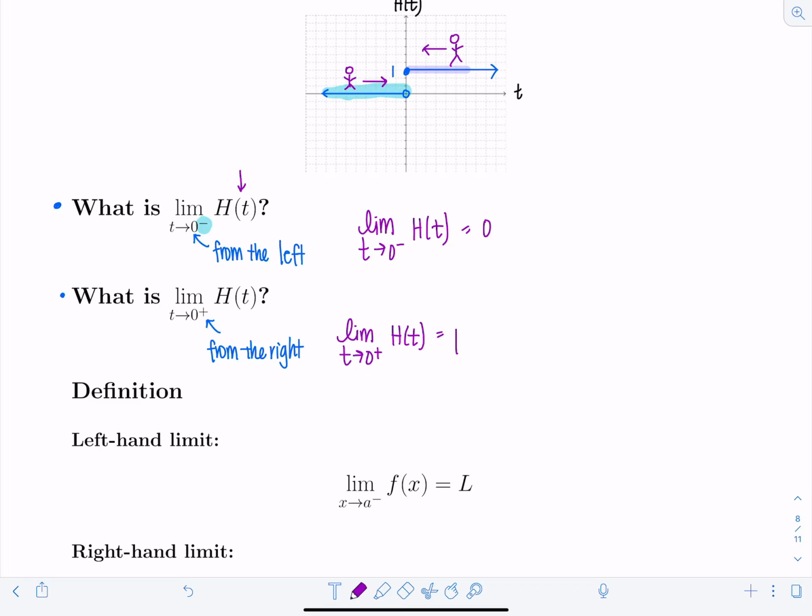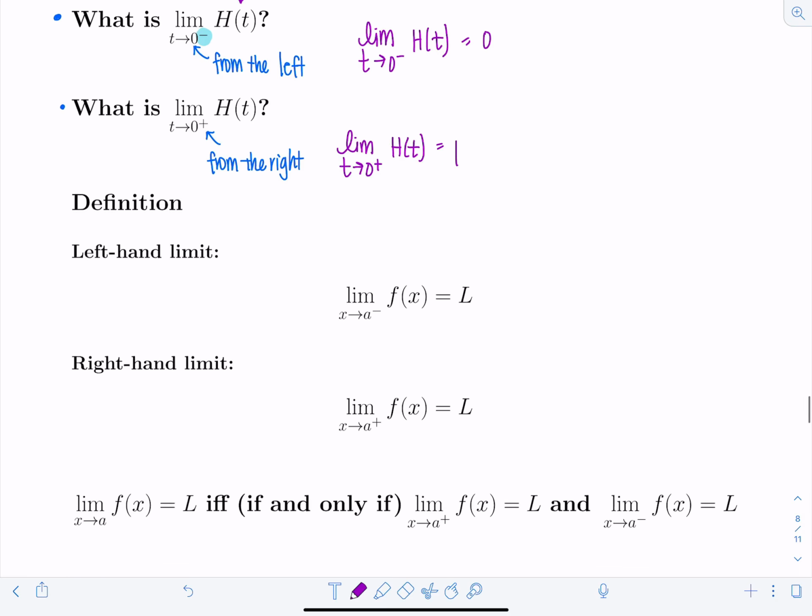Okay? So here we've looked at an example of a left-hand limit and a right-hand limit. And here's our following definition. We say the limit as x approaches a from the left of f of x is equal to L. That's our left-hand limit. And then similarly, our right-hand limit we write as the limit as x approaches a from the right of f of x equals L.